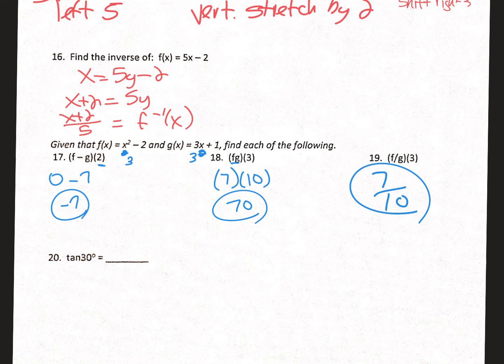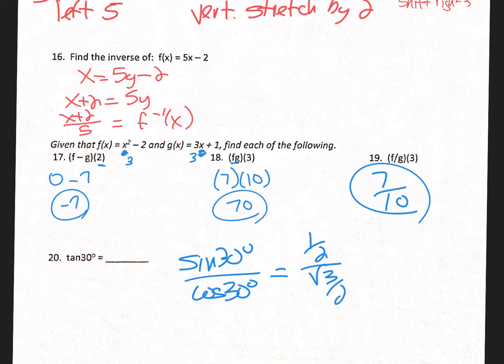All right. And then number 20, one we should know, tangent 30 degrees. Remember tangent is sine over cosine. I'll do it the long way. So it's really sine 30 over cosine 30. Sine 30 is 1/2. Cosine 30 is square root of 3 over 2. Remember, you can cancel their denominators because they're the same. That gives me this. Don't leave it like that. Remember, take the square root to the top. Take the number out on the bottom. Square root of 3 over 3.